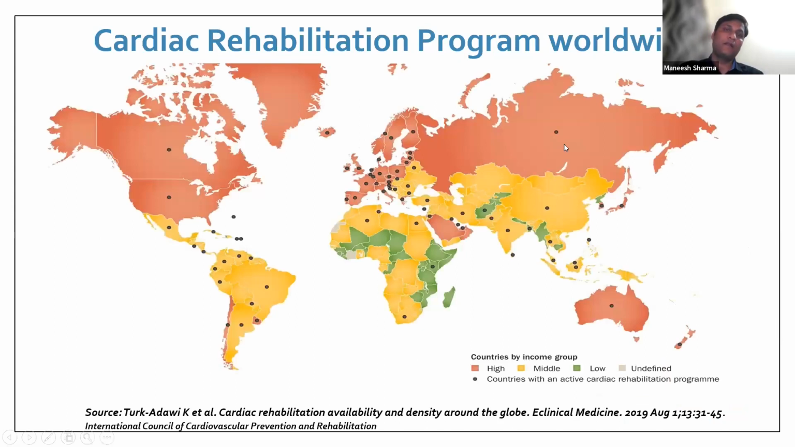If we talk about cardiac rehabilitation around the globe, this survey was done in collaboration with the International Council of Cardiovascular Prevention and Rehabilitation, where it was found that the density of cardiac rehabilitation is quite high in Western countries compared to Southeastern countries. In India, very few dedicated cardiac rehabilitation centers exist, especially in government tertiary care hospitals. These numbers are very low.